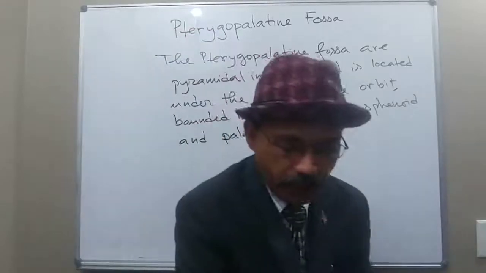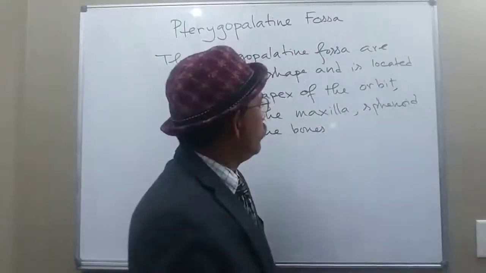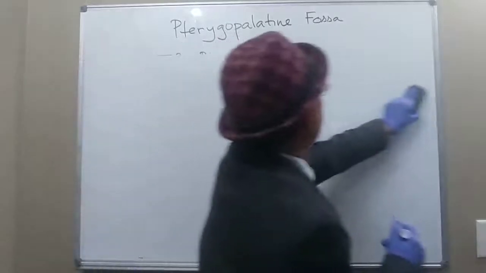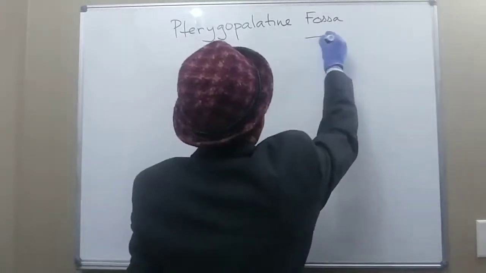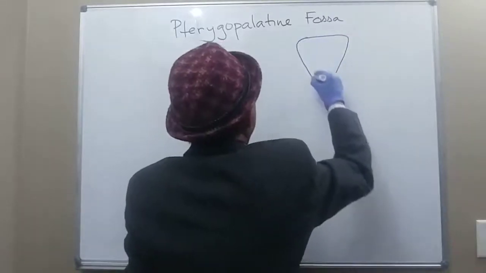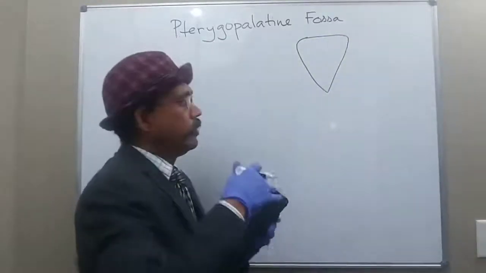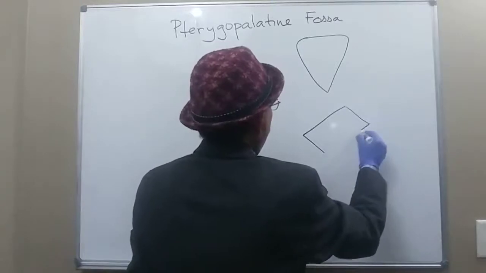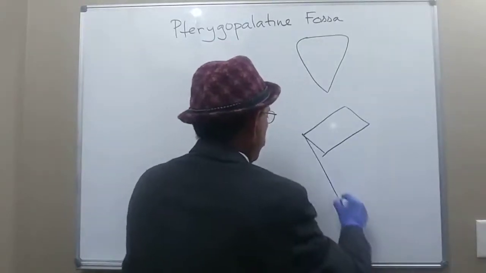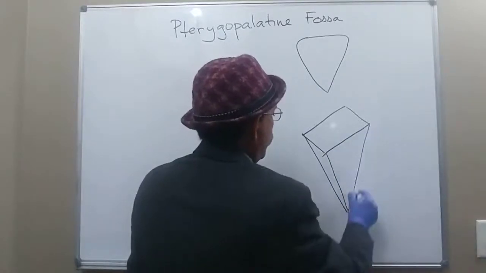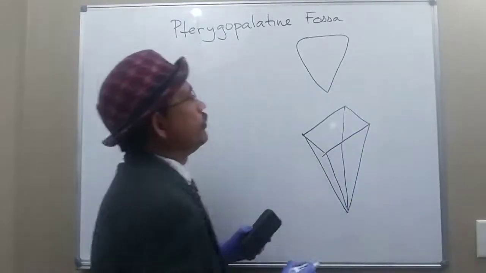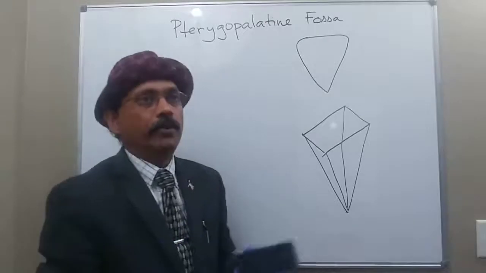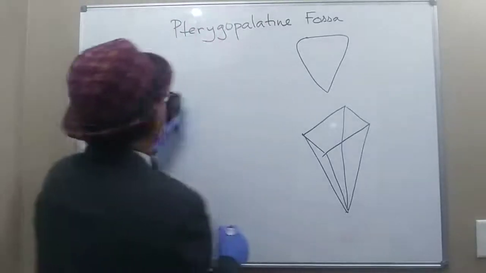They are pyramidal in shape. If you draw a pyramid, with the base at the top and the apex at the bottom, that is how they look. This is a fossa bounded by three bones. Then we'll go to the boundaries.